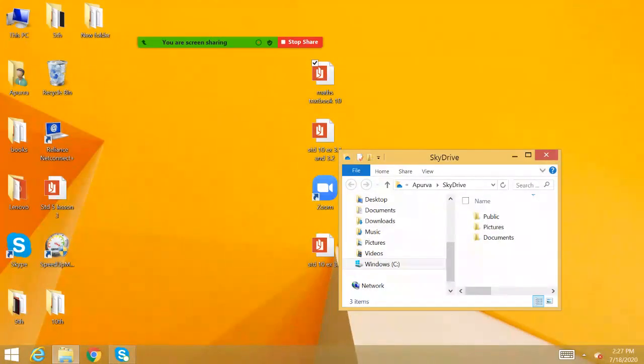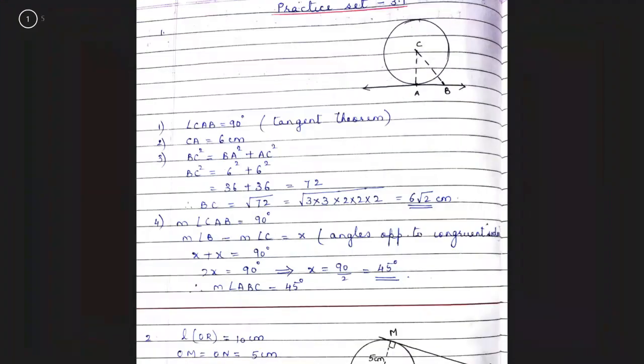What must we do? We must use the Pythagoras theorem in order to find the distance BC. So BC square is equal to BA square plus AC square by Pythagoras theorem. Substitute the values: 6 square plus 6 square, 36 plus 36, 72, and therefore BC is equal to root 72. Writing it in lower numbers, 3 into 3 is 9, into 2 into 2 into 2 is 8, 9 8s are 72. So you get your answer 6 root 2 centimeters. Okay, so that's question number 3.